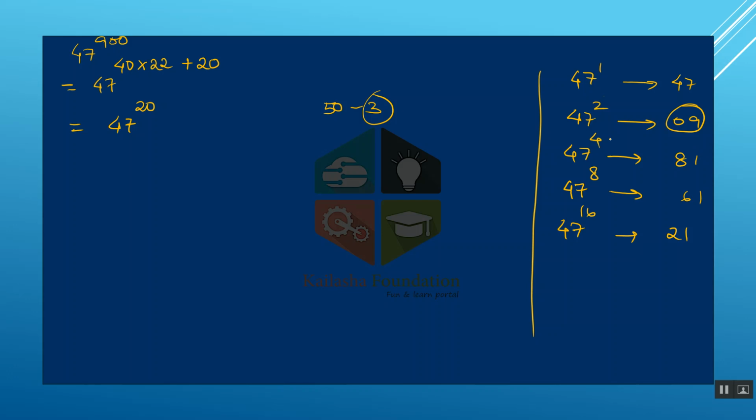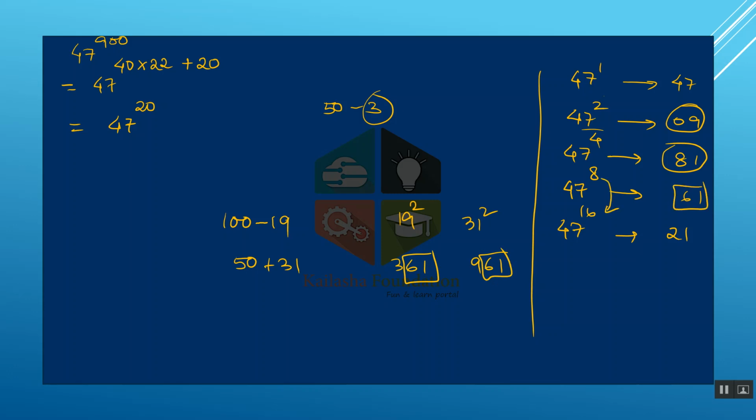Now the square of this will be 47 raised to the power 8. That means we need to square this 81. 81 is closer to 100. We can also write it like this: 50 plus 31 or 100 minus 19. Now we have to square that. So 19 square or 31 square, both will work for us. Last two digits will be the same. 19 square is 361 and 31 square is 961. Anyway, the last two digits are 61.